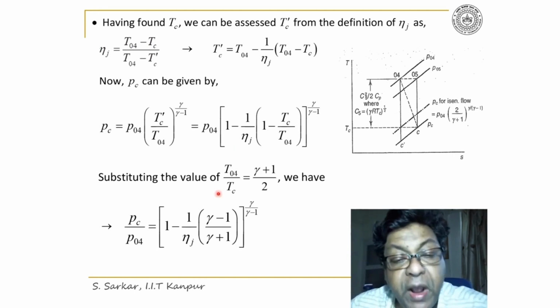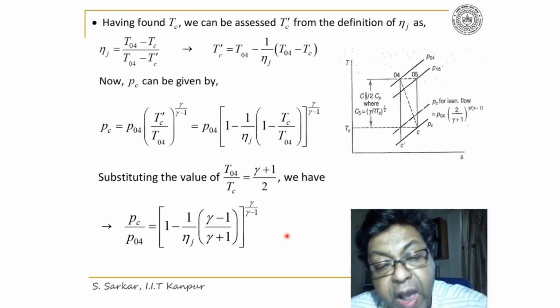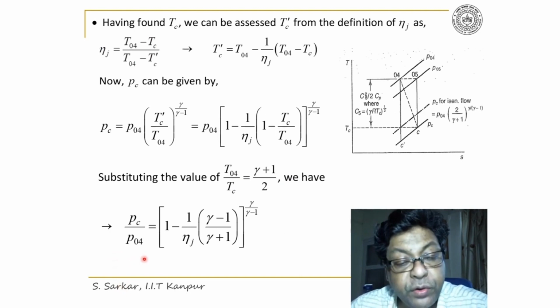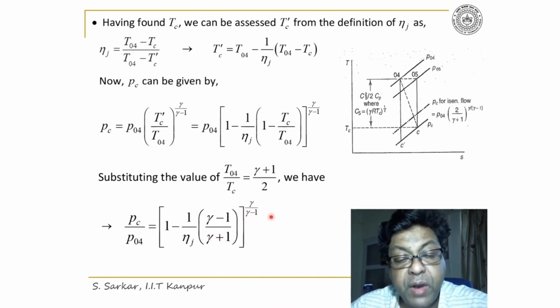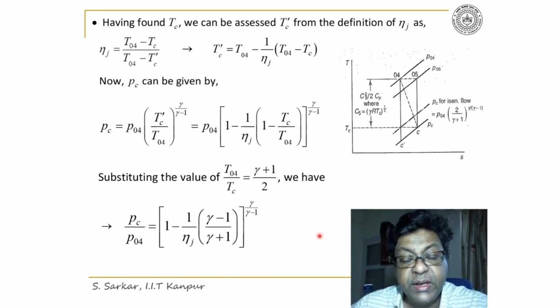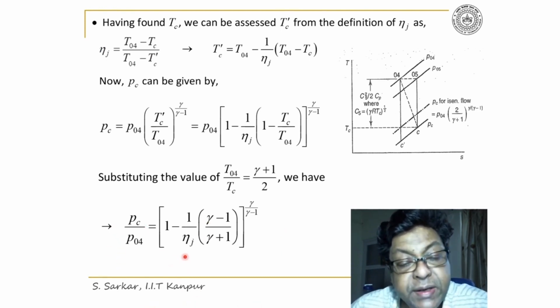Now, substituting the value of T04 by Tc is equal to gamma plus 1 by 2, we have Pc by P04 is equal to, within the bracket, 1 minus 1 divided by eta J into gamma minus 1 divided by gamma plus 1 to the power gamma by gamma minus 1. So this is an important relation which gives me the value of Pc. Now look here, the Pc has been related with gamma and eta J.